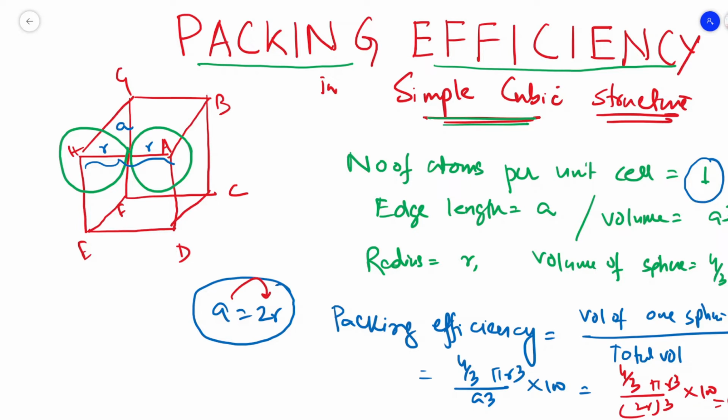So packing efficiency in simple cubic structure is 52.4%, and the relation between edge length and radius of the sphere is a is equal to 2r. Now we can easily calculate the void space, that is equal to 100 minus 52.4%. So we will get the value of void space, that is 47.6%.